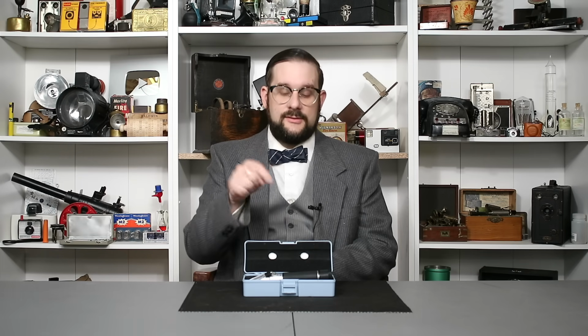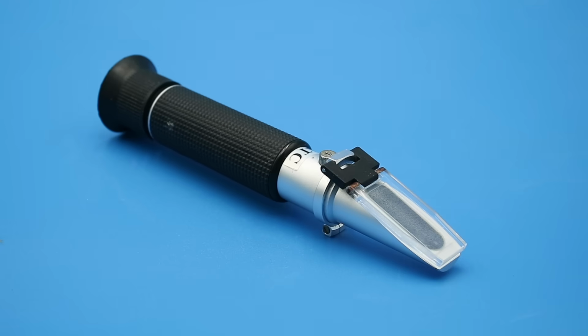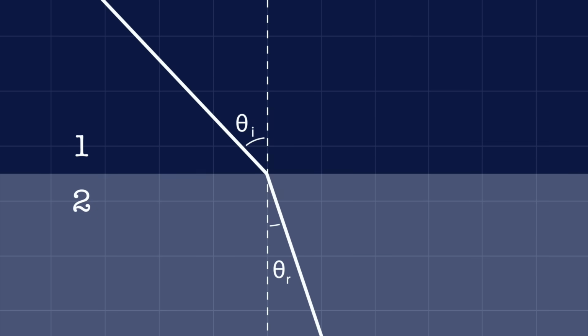I'm Jean Messier, and today we are having a look at yet another fascinating piece of analytical equipment. This is what's known as a handheld refractometer, and this is used for determining the concentration of solids, such as sugar, or in this case, salt, in liquids. As the name implies, this is accomplished by measuring the liquid's index of refraction.